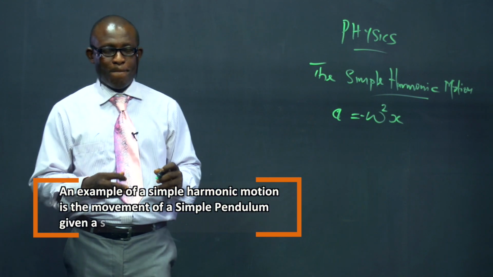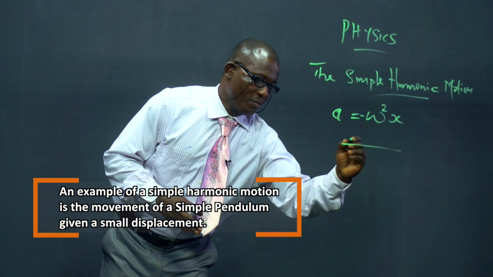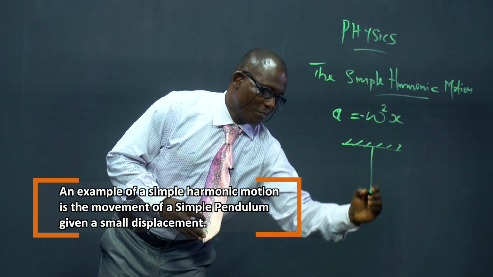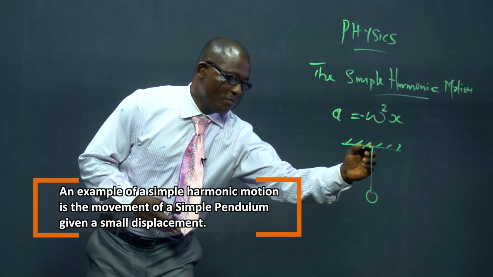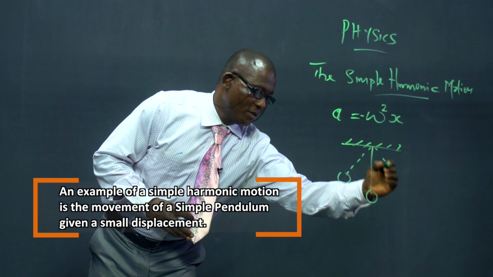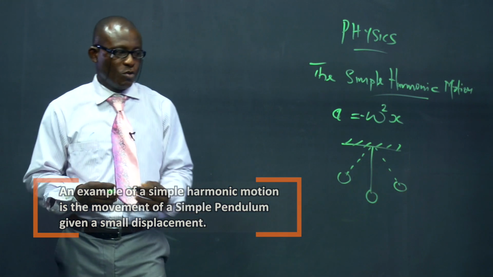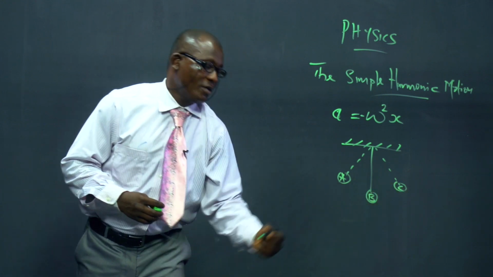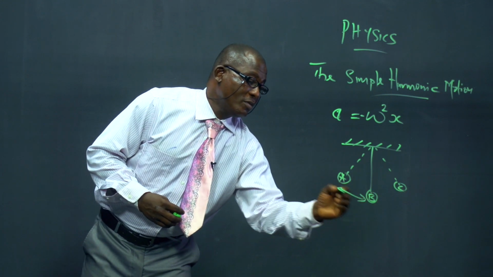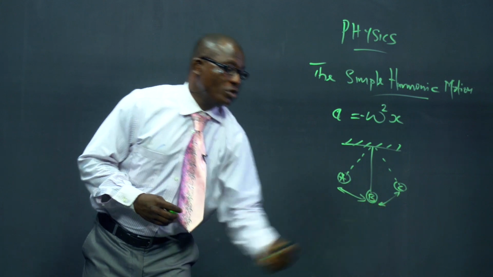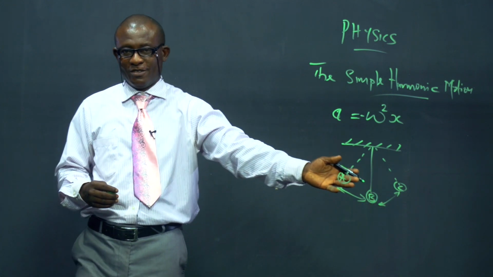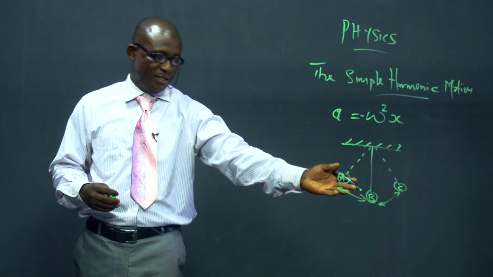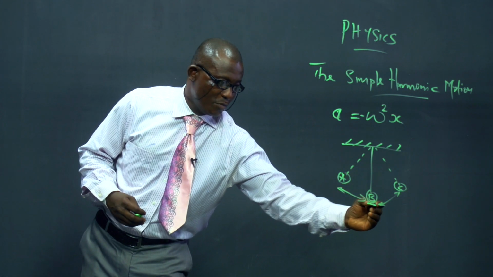Take a simple pendulum, give it a small displacement. It performs the to and fro motion. Point A, point B, point C. The simple pendulum performs the to and fro motion about the main position. The main position here is the point B. That is the main position.